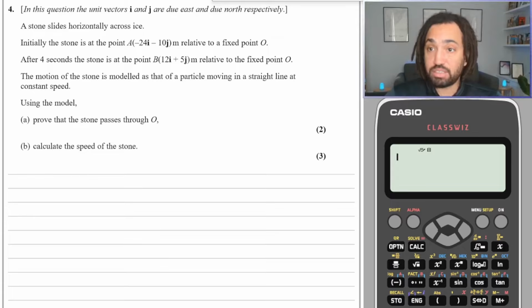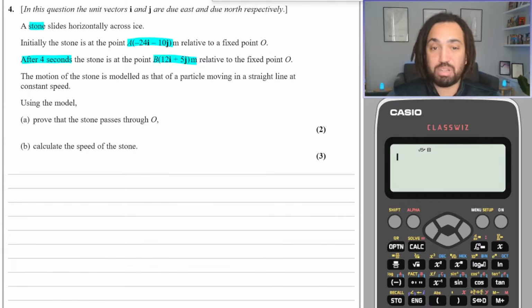We have a vectors question, and we have a stone. It's initially at this point A, and then after 4 seconds, it is at this point B. The motion of the stone is modelled as a particle, blah, blah, blah. Don't care about that. Okay, prove that the stone passes through the origin.